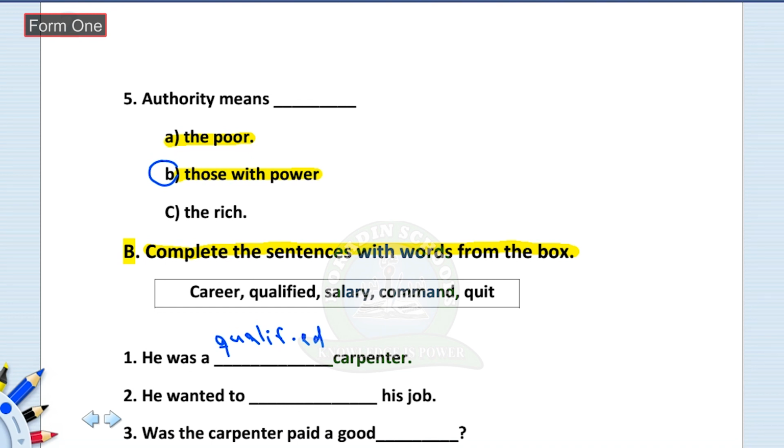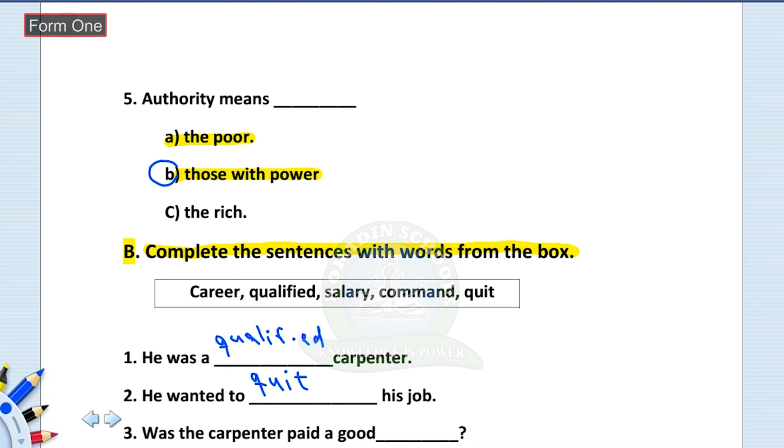The second one is he wanted to dash his job. Well, the right answer is he wanted to quit. We put here quit. He wanted to quit his job.